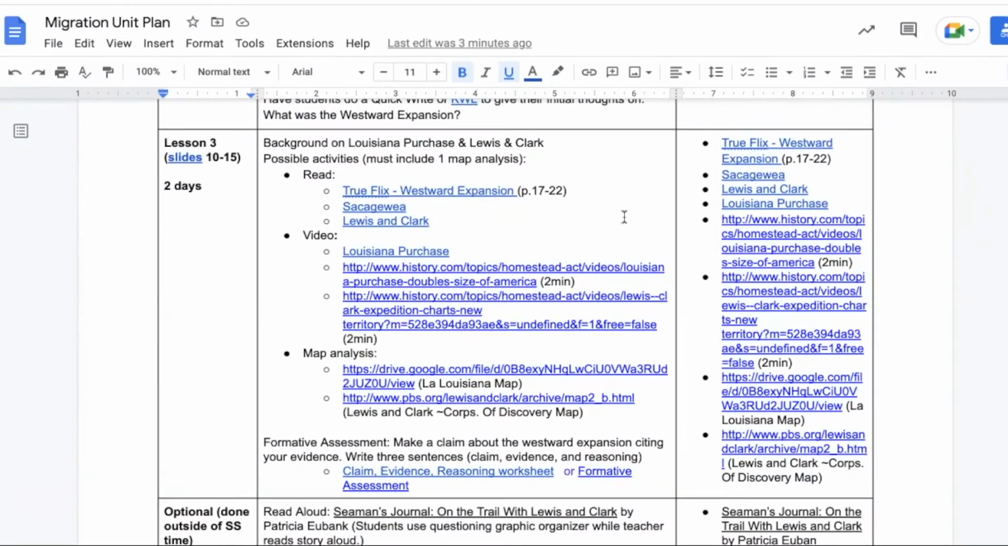In lesson 3, we want to go over some background information on the Louisiana Purchase and Lewis and Clark. There's quite a few suggested activities. You need to do at least one of the map analysis activities, but then pick any of the others to give some more of the background side of things. This is where the formative assessment comes in, where we make a claim about westward expansion, and students can use the information they learned in this lesson and the previous 2 lessons to help answer the question.